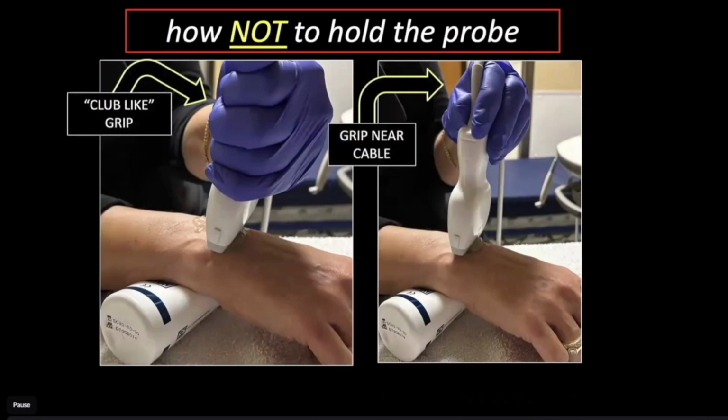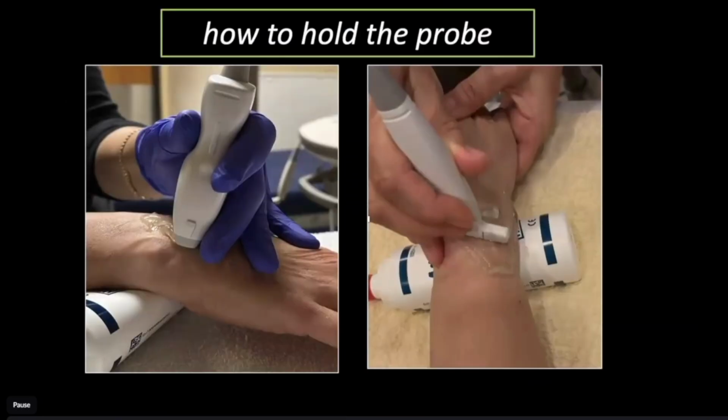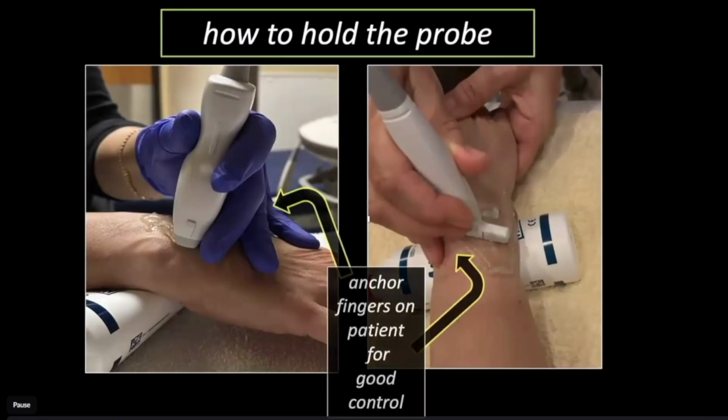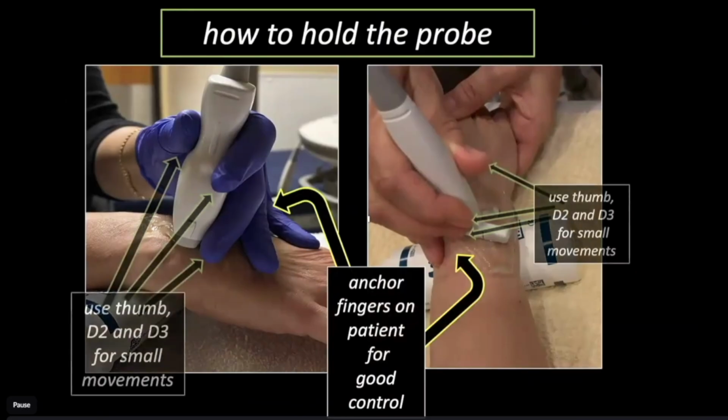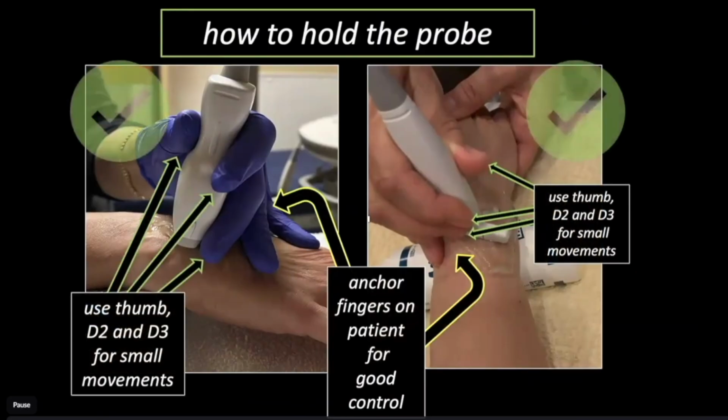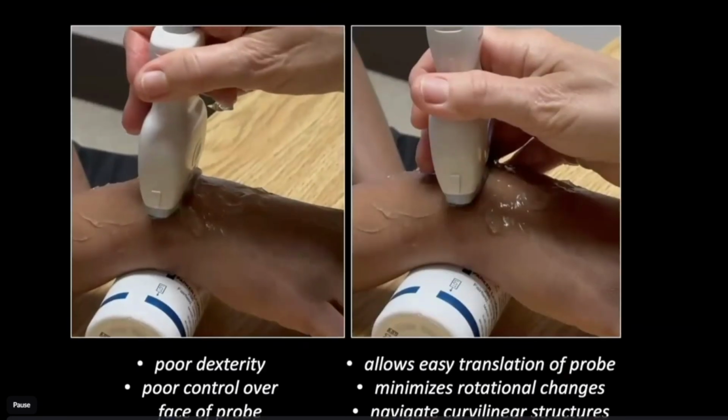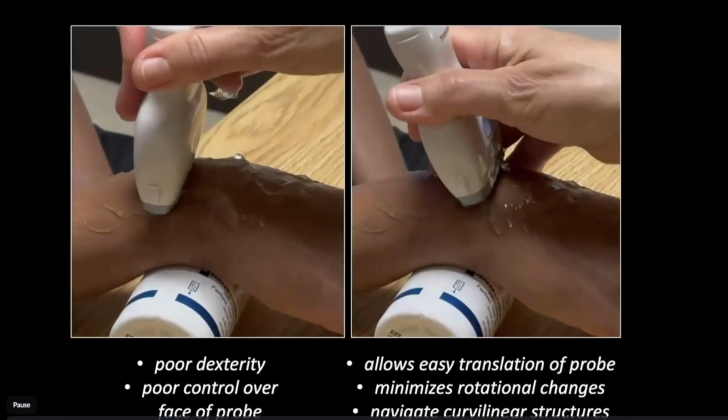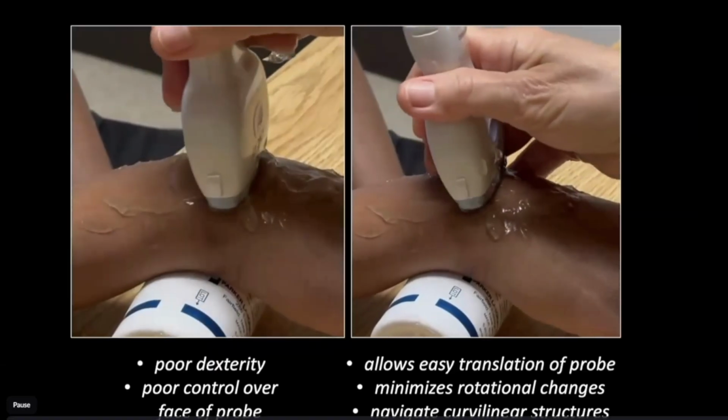Don't hold it like a club. Don't grip near the handle. You're going to have very poor control. Here's how I suggest you hold the probe. You want to anchor your fingers on the patient for good control, and you're going to use your first, second, and third fingers for those small movements. You can see on the left, there's poor control of the probe, and on the right, there's much better control.